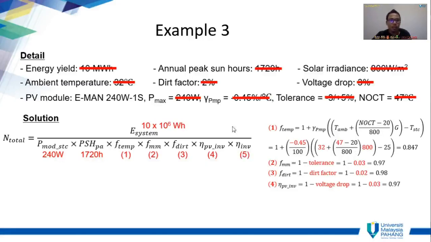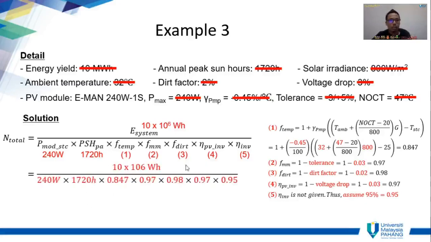Next, the fifth one is the inverter efficiency. However, the inverter efficiency here is not given. Why? Because you're not going to choose the inverter yet. But still, you need to calculate the total number of modules based on the requirement given. So what should you do if the inverter efficiency is not given? We assume the value of inverter efficiency as 95% or 0.95. So when the value of inverter efficiency is not given, and you're asked to estimate the total number of modules based on energy requirement, like this question, you assume it as 95% or 0.95.